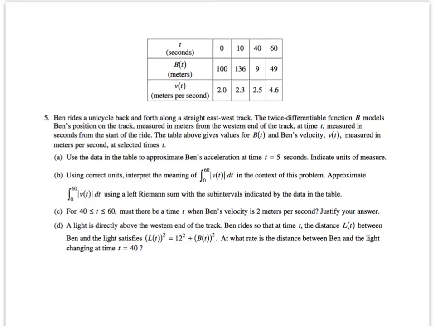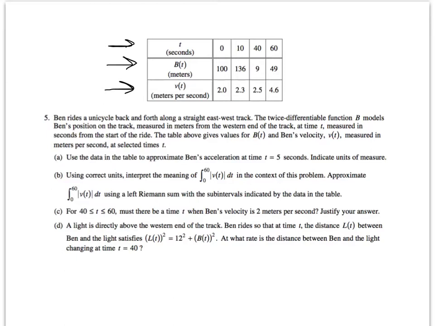Here's the solution to question number 5 of practice test number 2. So we notice we're given a lot of facts. First of all, we're given the time in seconds, and then we are given the distance traveled in meters, and then we are given the velocity, meters per second.